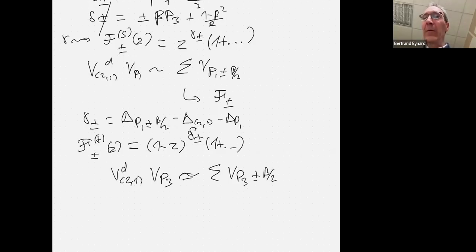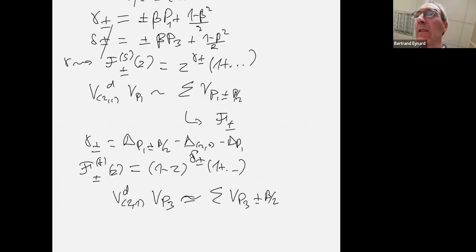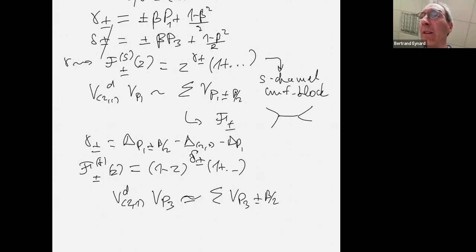So in conformal field theory language, these solutions are called conformal blocks. The Fs plus minus are called S-channel conformal blocks. So let's write again here, S-channel conformal blocks. And there is a standard notation for these things, which is, so that's the degenerate field here on the left. So let me write it like 2, 1, and then field 1, field 2, field 3.